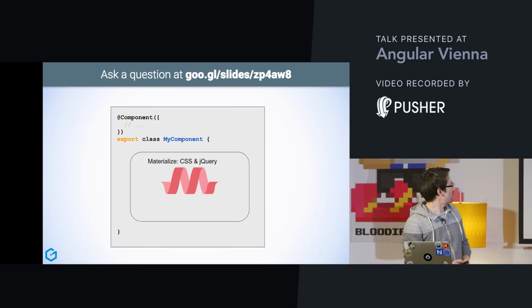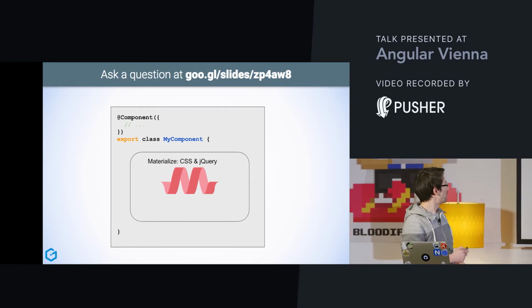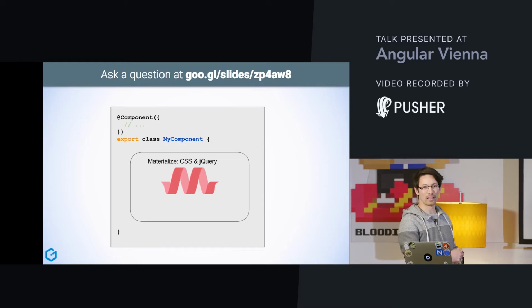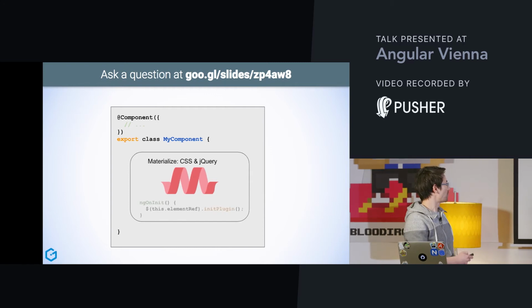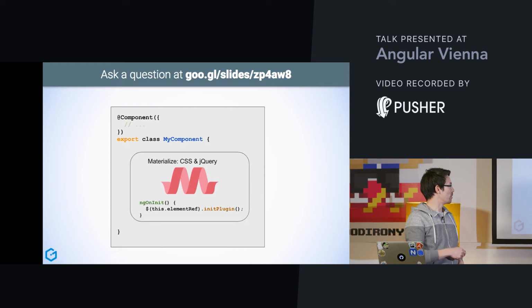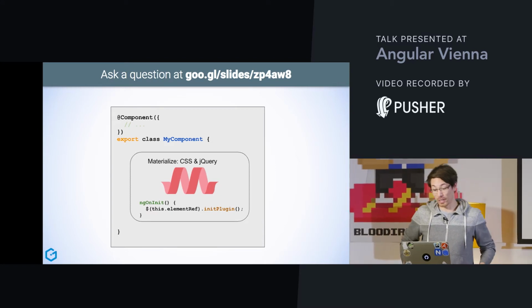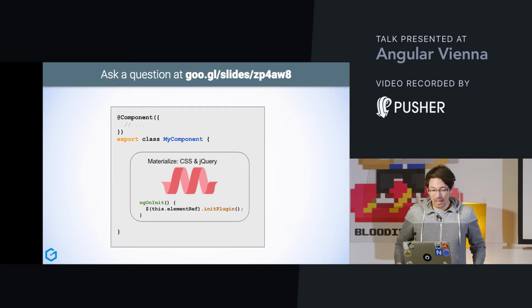So the way that we started off was like this. We would just take the Materialize component and wrap it in an Angular component like this, and hide all the jQuery stuff inside there. It normally looks something like this. In the ngOnInit, we would just use jQuery and initialize the plugin like you normally do with jQuery, and hide it away. And this kind of worked, but it involved lots of hacks and it was pretty buggy as well.